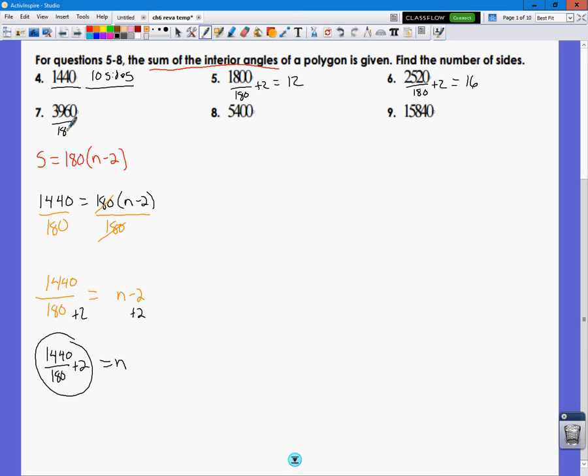Divide by 180, add 2. 24 sides for number 7. Divide by 180, add 2. Number 8 will have 32 sides. Number 9, divide by 180, add 2, would actually have 90 sides. Would be a 90-gon.